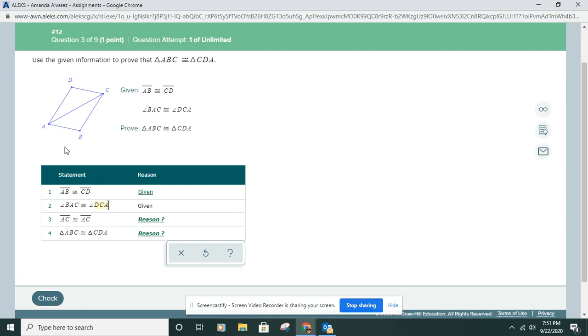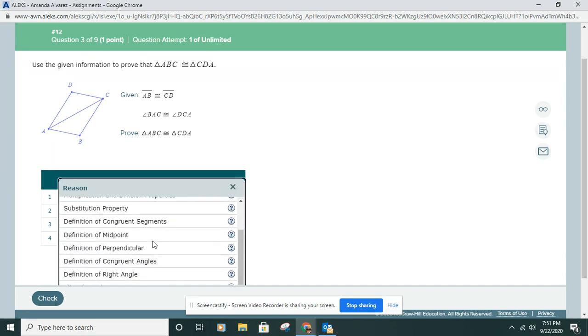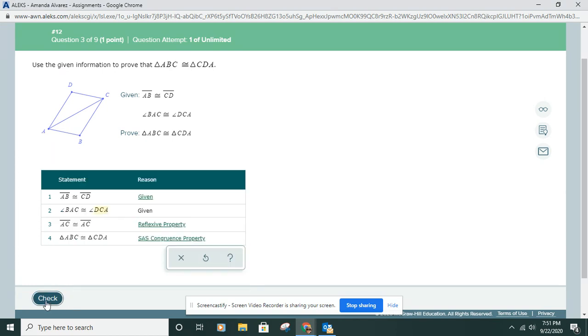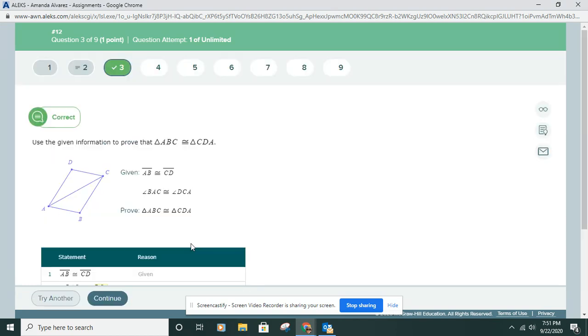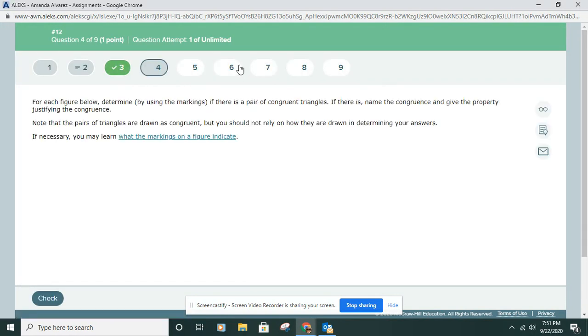And then it says side AC is congruent to side AC. Well, it's the same side. It's a shared side. You should know by now it's reflexive property. And then we're done. We just have to say, why are these two triangles congruent? So look at what's given, a side, an angle, and a side. Side, angle, side. You just have to search for the side, angle, side congruence property. And I'll check it just so you guys can see, and it is correct. Remember, pause as you need to.